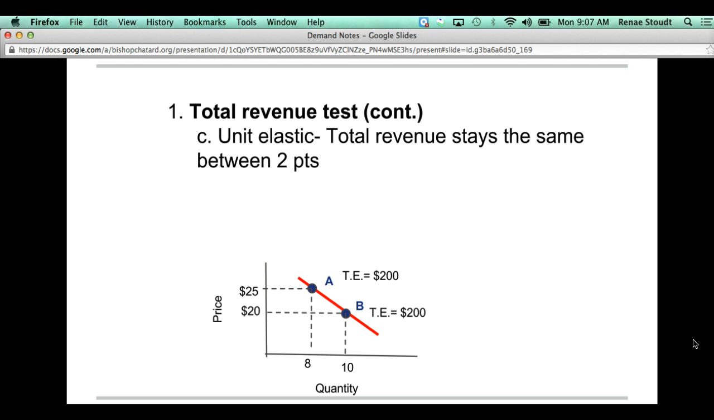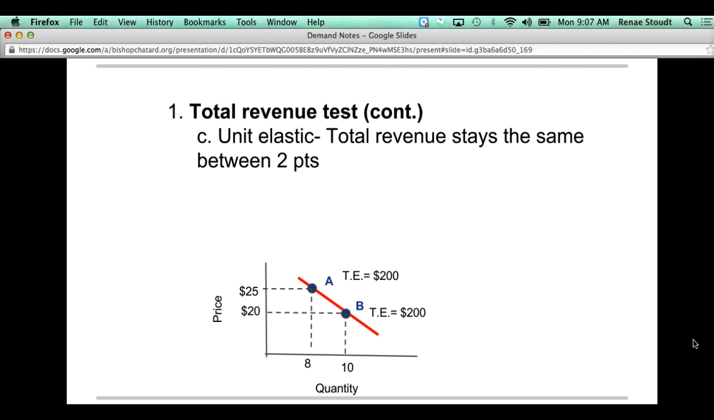All right, so does anybody have any questions about how to do the total revenue test? We good? All right, as I mentioned last week, this is one way to determine elasticity. You do this if you actually have a demand curve. If you have a demand curve, then you can use the total revenue test to determine the type of elasticity. But you don't always have a demand curve. You don't always have the numbers to be able to manipulate.